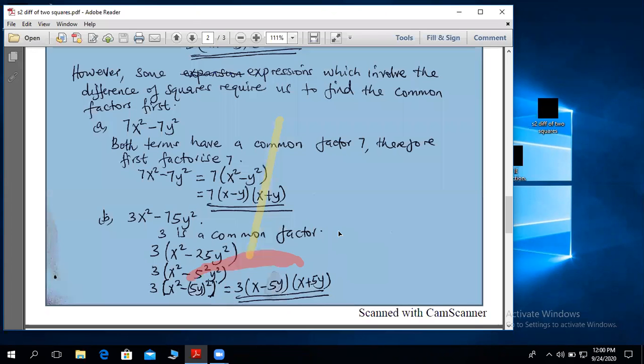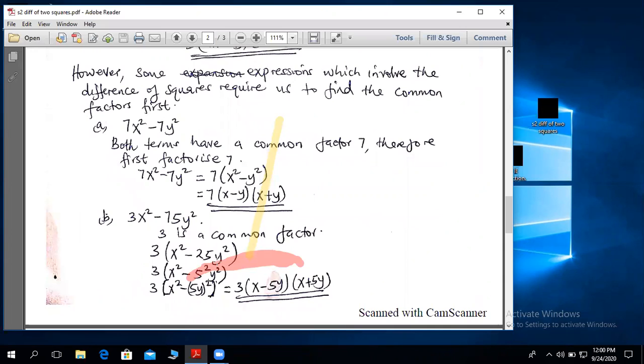I have another example here. Now, when you look at this example, this is 3 and this is 75. In this first part, 3 is a factor. In other words, it can be divided here. A factor means a number which is divisible in there. When you look at this, 3 is also a factor. It can be divided into 75 and it gives you 25. So what will I do?